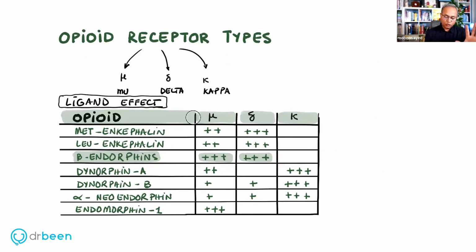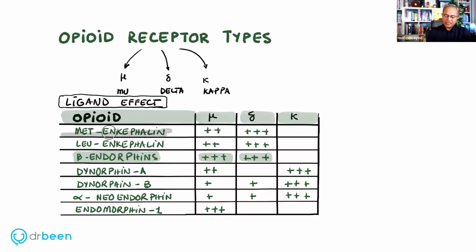So generally, we have three receptor types: mu, delta, and kappa. Mu is called MOR, mu opioid receptor. Of course, delta will be called DOR, delta opioid receptor, and kappa will be called KOR, kappa opioid receptors. Now, if you see here, these receptors can all bind with opioids. However, based on the kind of opioid, these receptors behave slightly differently.